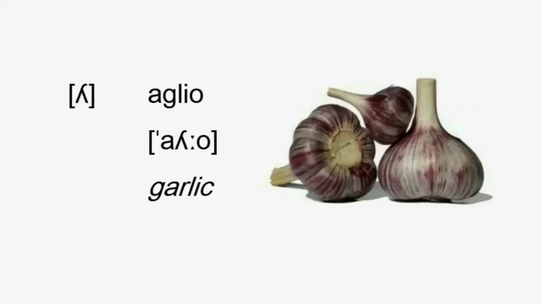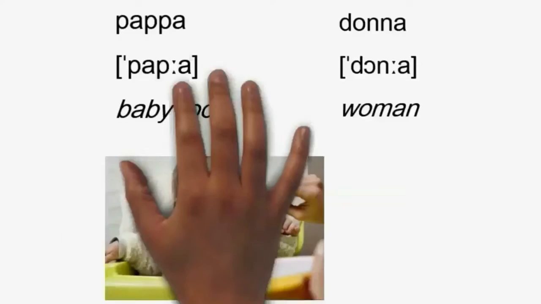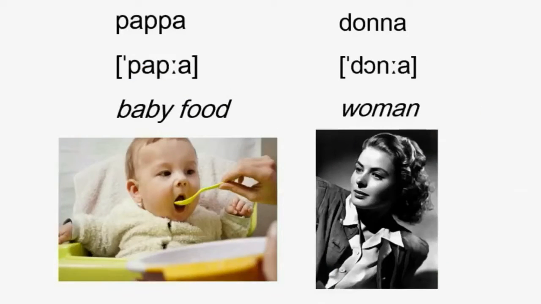And last we went through the idea of double consonants, like papa and donna, where the main idea is to make the preceding vowel short and to sit on that consonant for a while before moving on. And that is it for Italian's consonants.